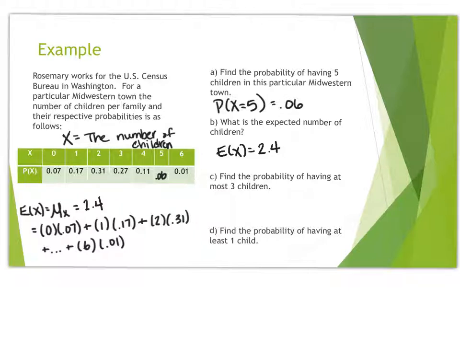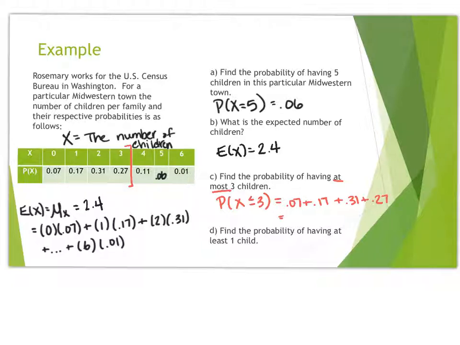The next question says, using this table, find the probability of having at most 3 children. So let's talk about this word at most real quick. What does the word at most mean? Well, at most means you can have that many or less. So we're going to write the statement as the probability that X, the number of children, is at most 3, which means it's less than or equal to 3. We can look at the table now. We're calculating at most 3, which would be all of the values that are 3 and below. So we're going to add up 0.07 plus 0.17 plus 0.31 plus 0.27.